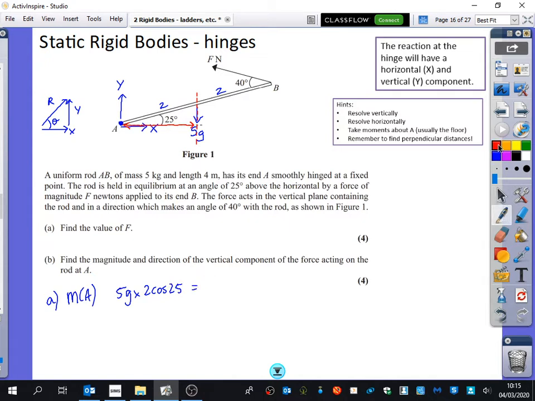Now, this other force is a bit trickier to find, so I may draw this one in. I'm going to draw the line of action of the force, and I want to find its perpendicular distance from this point. So it's going to be going from here. Oh, that's not very perpendicular, is it? It's going to be going from here up to here at a perpendicular bit.